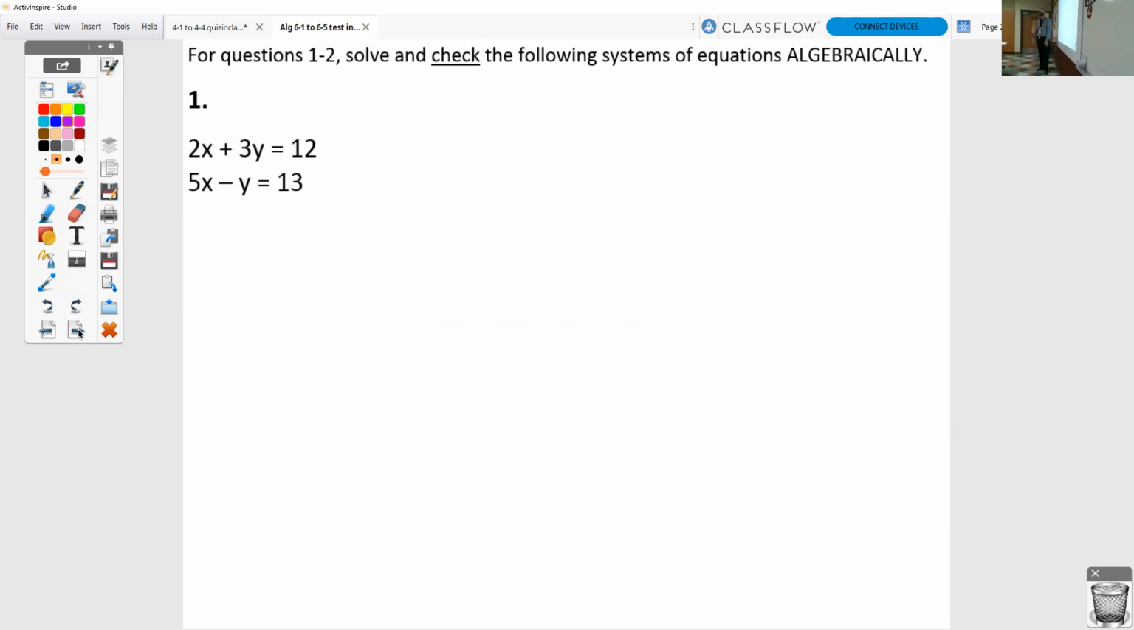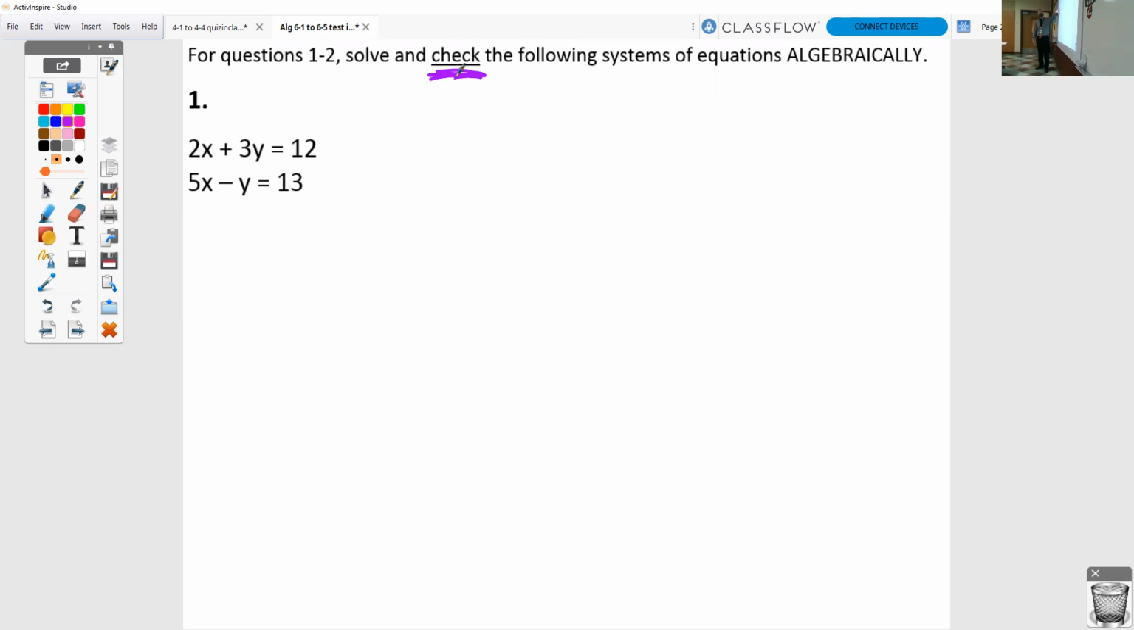For questions 1 and 2, you have to solve and check. You don't have to check for 3, 4, 5, 6, 7, 8, etc. Only for 1 and 2 do you have to solve and check the following systems algebraically. You have your choice on some of these, how you want to solve them.